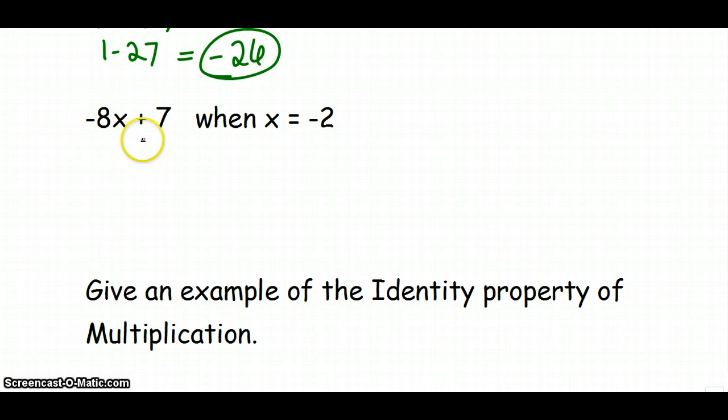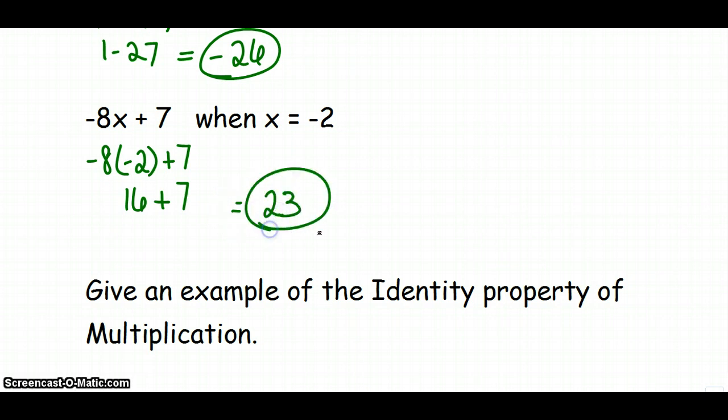Negative 8x plus 7 when x is equal to negative 2. Negative 8 times negative 2 plus 7 is going to give me positive 16 plus 7, which is equal to 23.